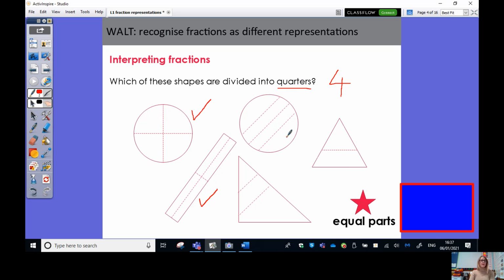Same with this part here. So the parts are not equal. So this one would not be split into quarters, even though it has 4 parts, they are not equal.